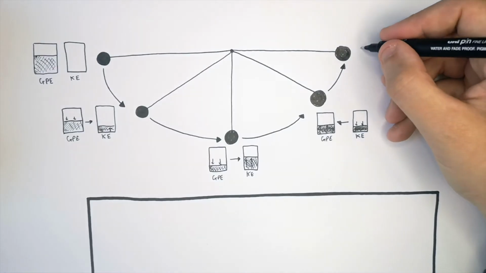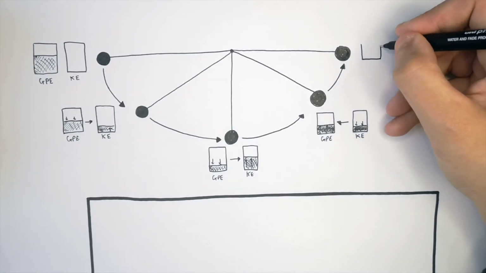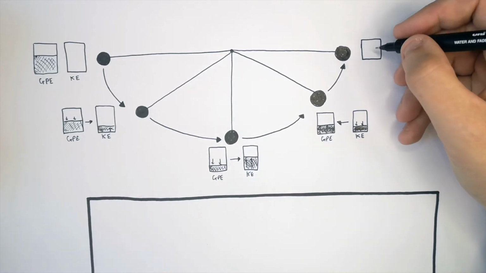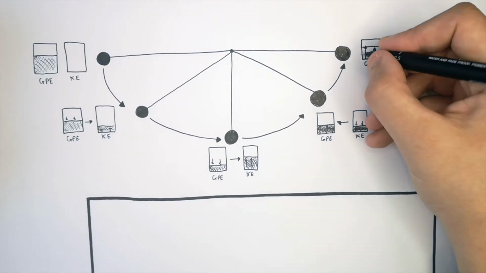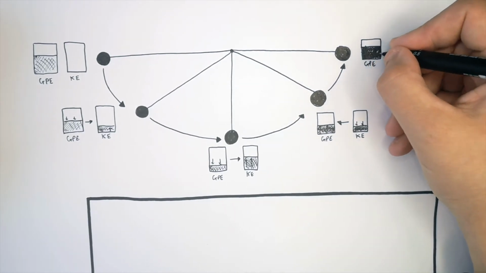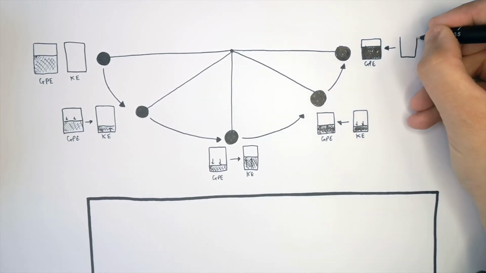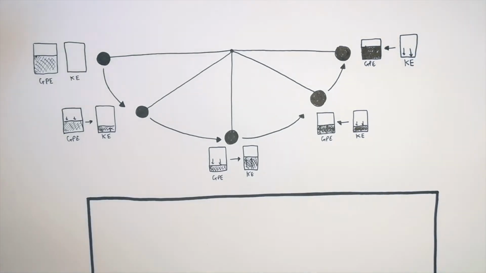For a moment in time, the pendulum is going to be completely stationary. So the kinetic energy store of the pendulum is going to be 0. And that is going to be transferred to the gravitational potential energy store of the pendulum, as you can see here.